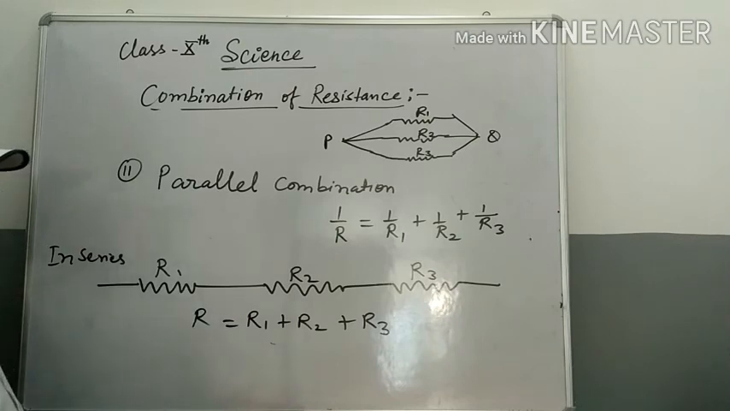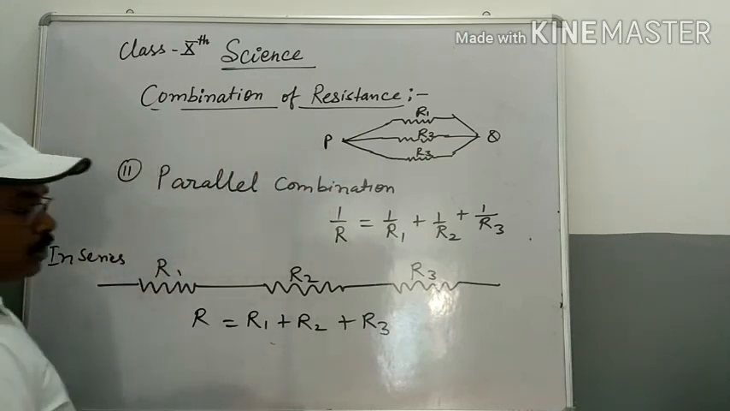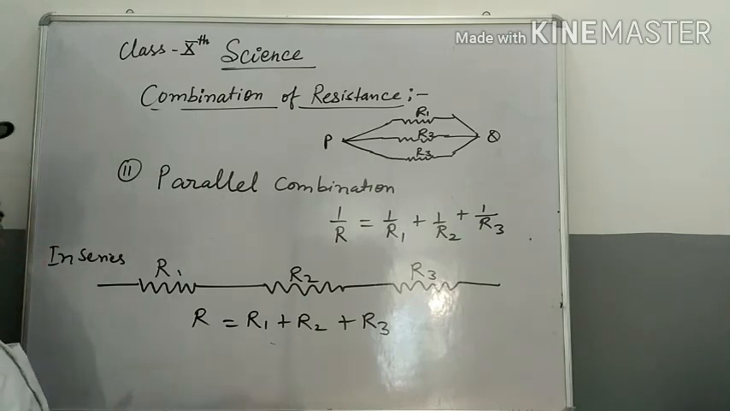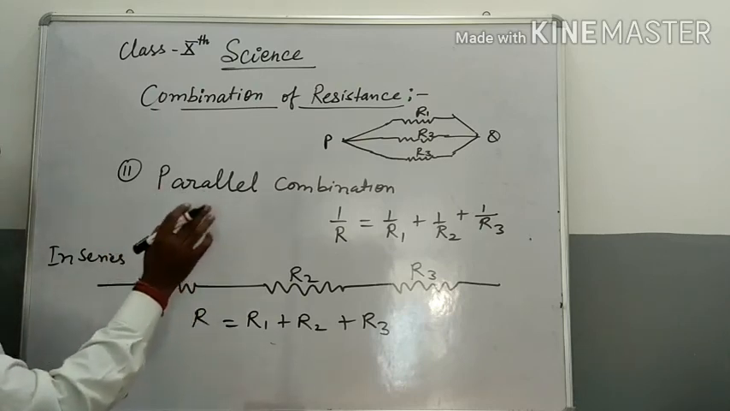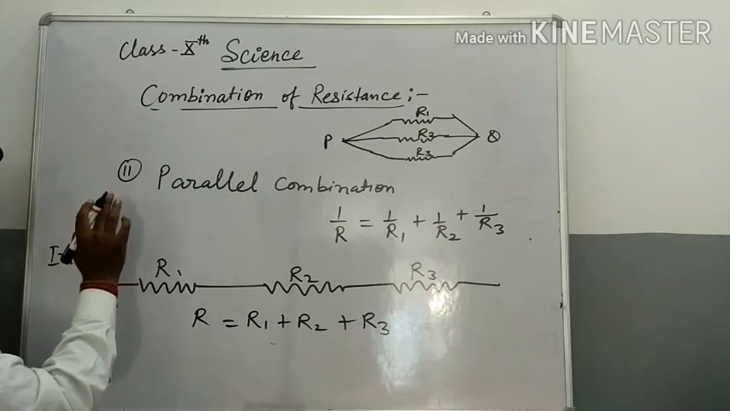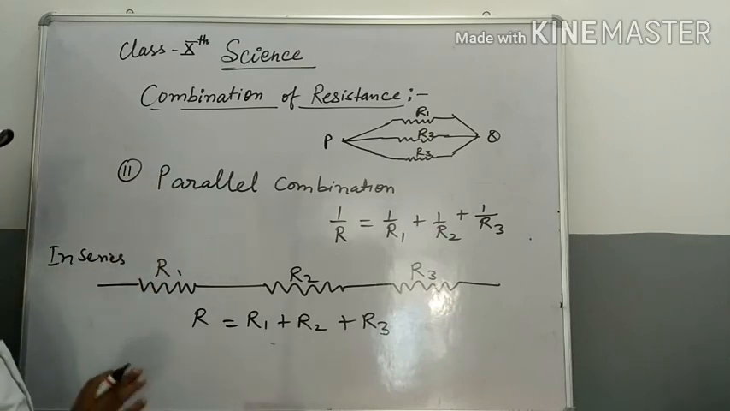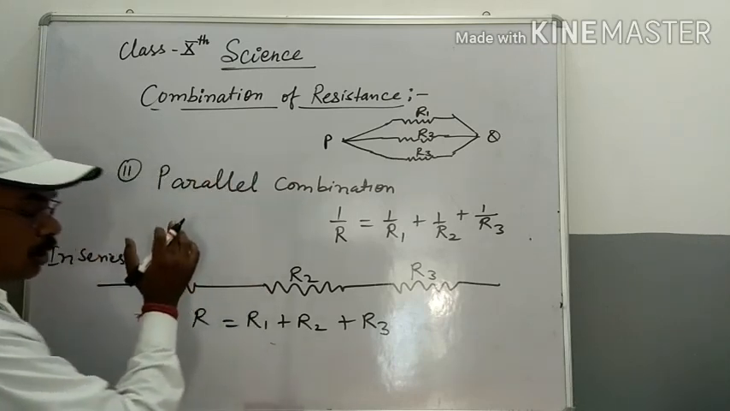In the parallel combination of resistances, the voltage across each resistor is the same as the voltage across the whole combination. Second, the current through different resistances will be different, and the total current is the sum of the currents through the different resistances. And third important point, students, the sum of the reciprocals of the separate resistances is equal to the reciprocal of the equivalent resistance.